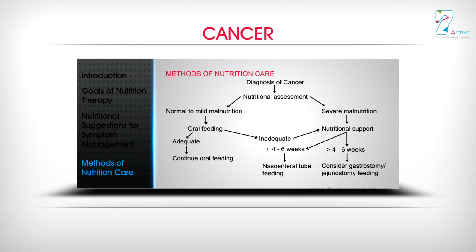Nutritional assessment. Normal to mild malnutrition: oral feeding. If inadequate, nutritional support. Less than or equal to 4 to 6 weeks: nasoenteral tube feeding. Greater than 4 to 6 weeks: consider gastrostomy or jejunostomy feeding.